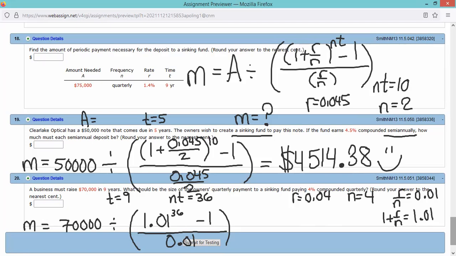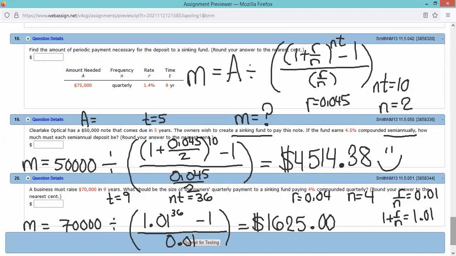70000 divide by parenthesis, 1.01 caret 36, take away 1, end parenthesis, divide by 0.01, end parenthesis, and we get $1,625, rounding to the nearest cent. No cents. And we're done.